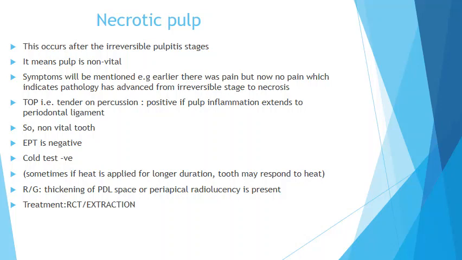Now necrotic pulp: non-vital, no signs and symptoms, EPT negative, cold test negative, on the radiograph, periapical radiolucency or PDL space widening might be present. So this ends our discussion with the necrotic pulp. The pulp portion we are done with.